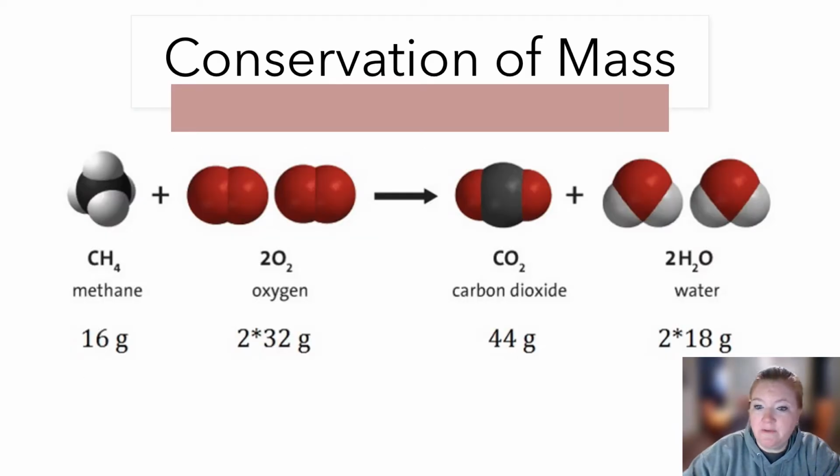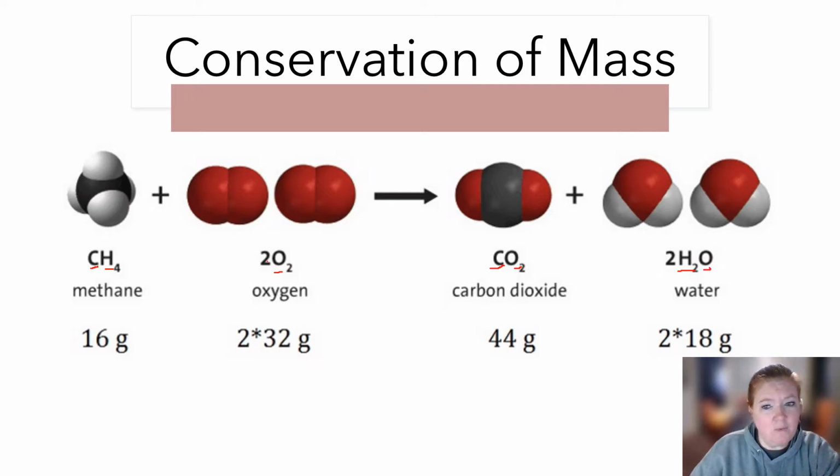So to show conservation of mass, the number of atoms must be the same on both sides of the equation. So you can see in this example, I have 1 carbon on the reactant side and I have 1 carbon on the product side. I have 4 hydrogen on the reactant side and 2 times 2 is 4 hydrogen on the product side. And I have 2 times 2, which is 4 oxygen. I have 2 of them here, and then 2 times 1, so 2, and that's 4.